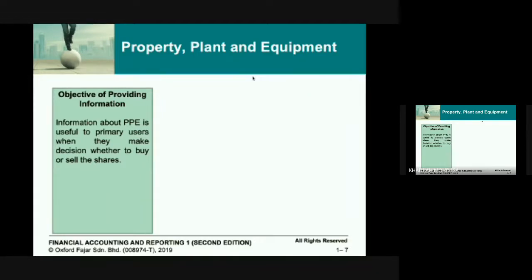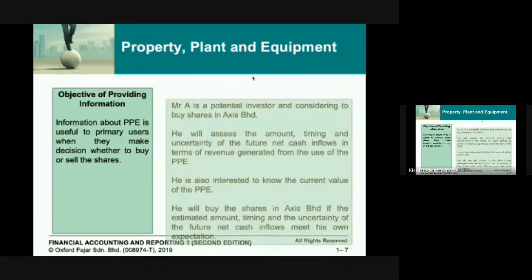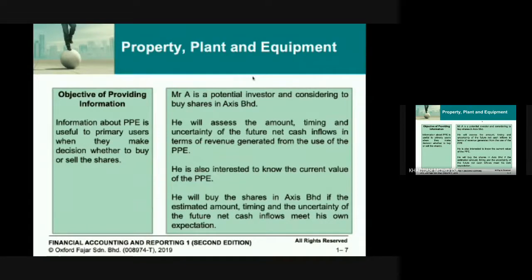If a company or investor wants to invest in a company, they want to know about the PPE of the company. For example, Mr. A is a potential investor considering buying shares in Axis Berhad. He will assess the amount, timing, and uncertainty of the future net cash inflows in terms of revenue generated from the use of the PPE. He is also interested to know the current value of the PPE, and he will buy the shares in Axis if the estimated amount, timing, and uncertainty of the future net cash inflows meet his own expectation. So this is how you make use of the information from the financial statement, looking at the PPE, and then deciding whether or not to buy the shares of the company. This is an example of how this information helps an investor to make a decision.